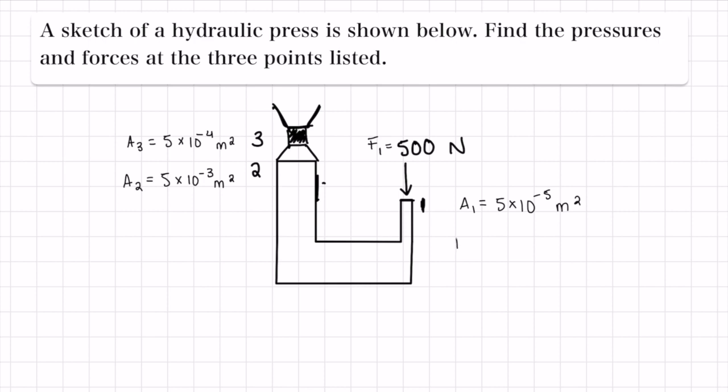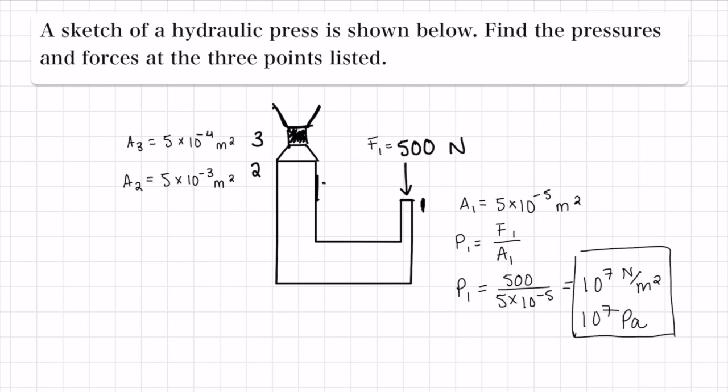So we're just going to use that pressure is equal to force divided by area. I'm just going to include all 1 subscripts on that since we're looking at this first location. And we'll have 500 over 5 times 10 to the minus 5. And that's going to give me 10 to the 7 newtons per meter squared, or pascals. You can also write that as Pa.